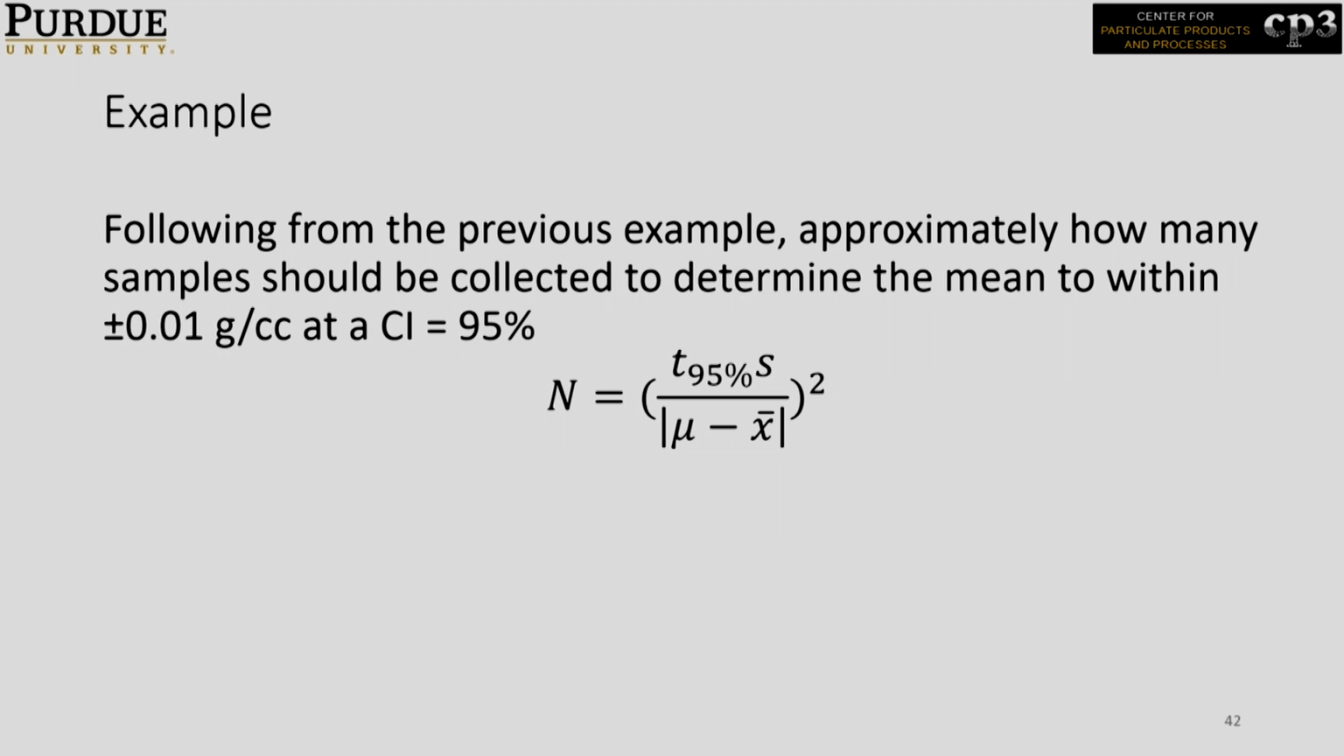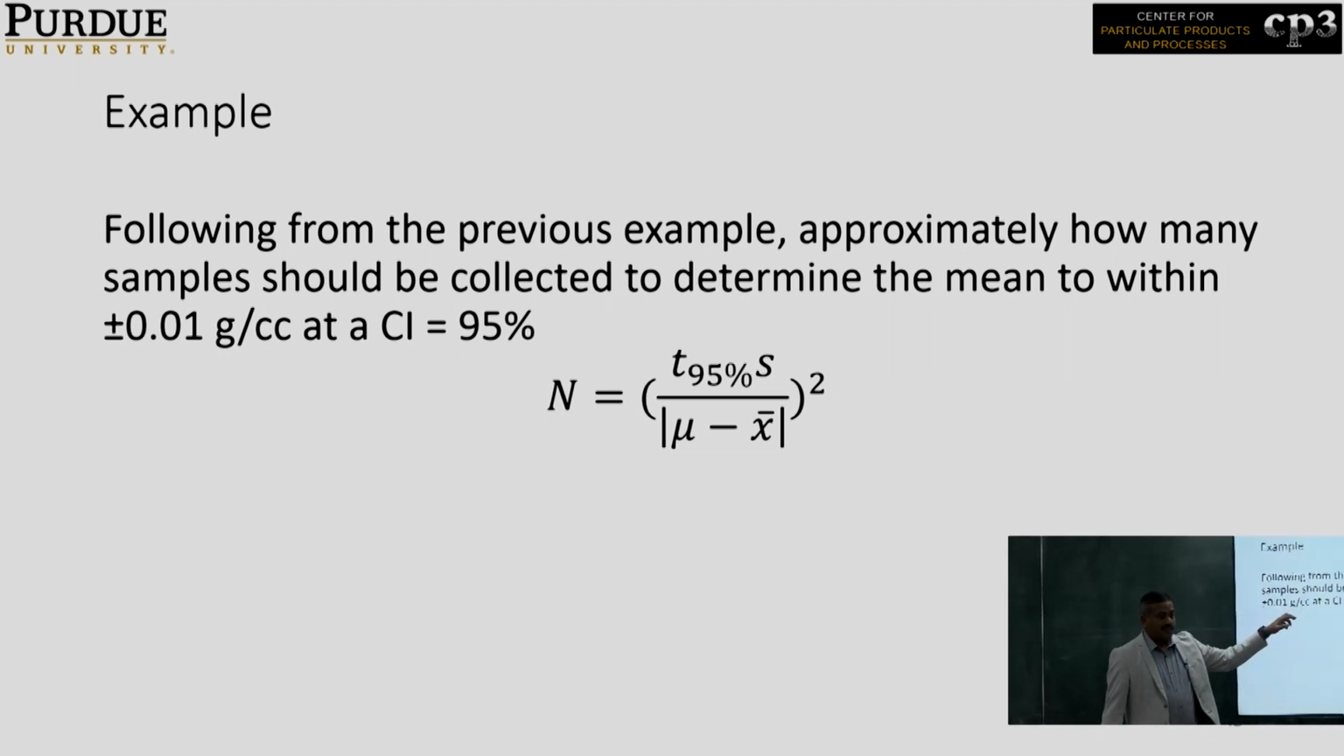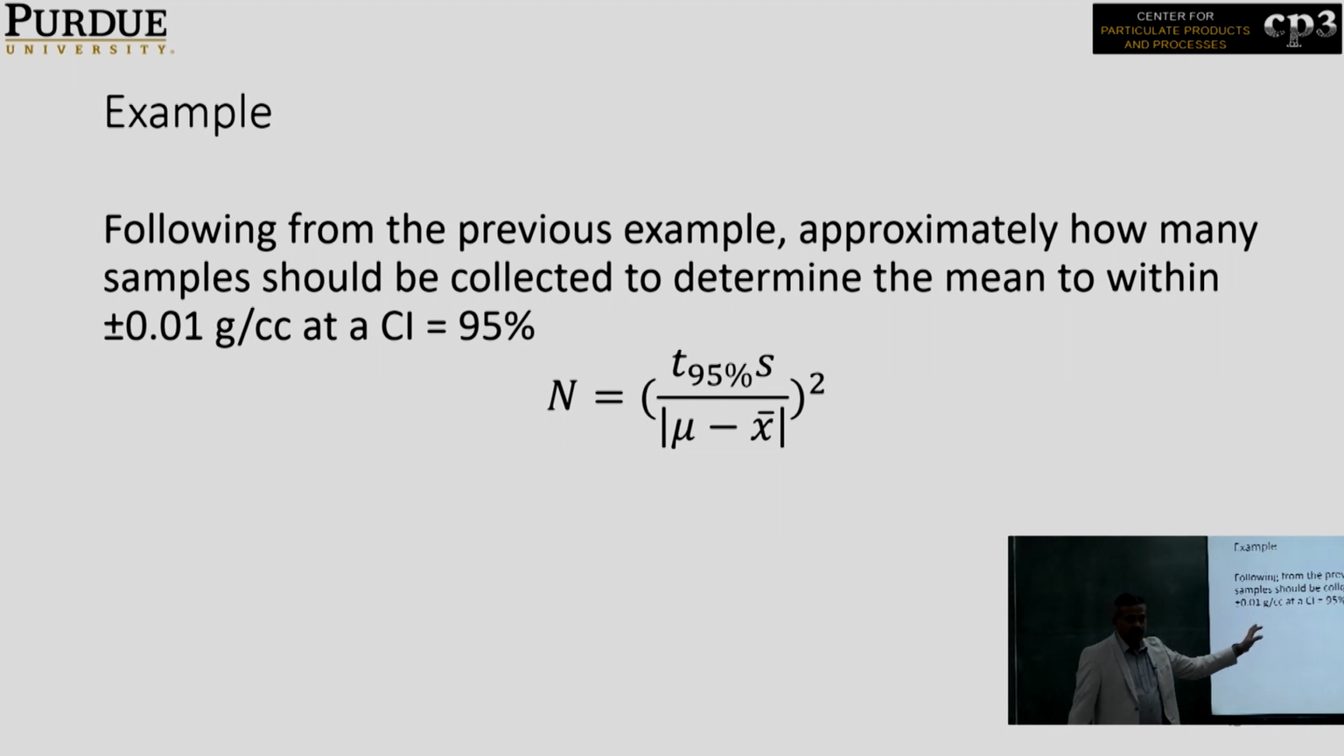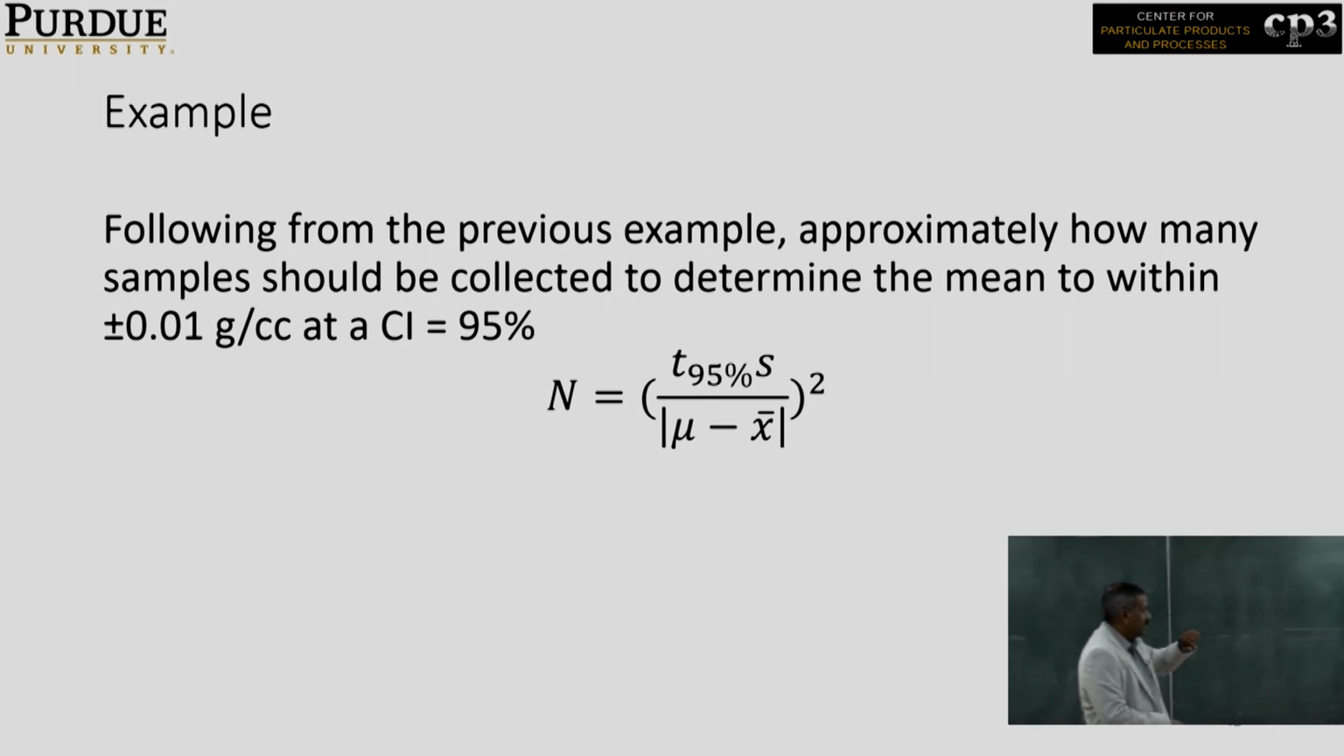So again, from the values, can we use them to calculate the number of samples needed to determine the mean? That should give a value of the subsamples that you are collecting for density within 0.01 gram per cc. So whenever you collect some samples, the mean, the standard deviation should be within 0.01 gram per cc, for values with the confidence interval of 95%.